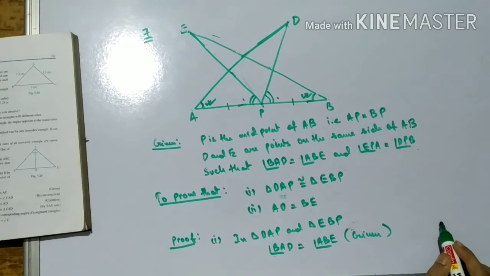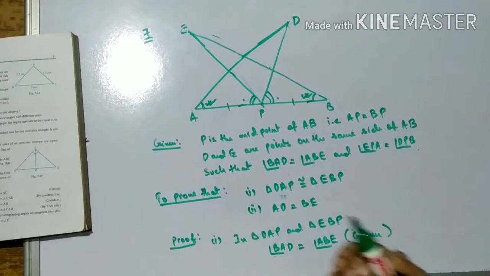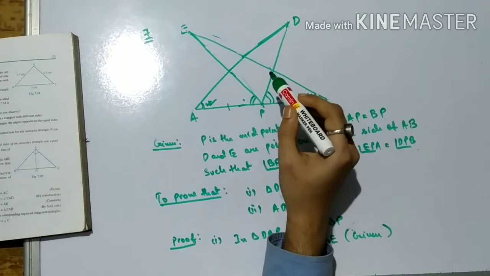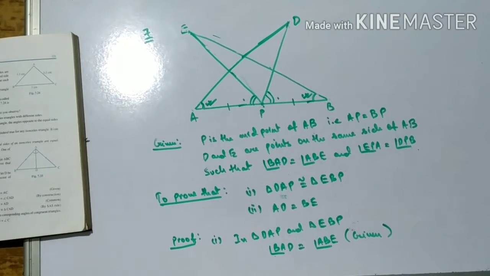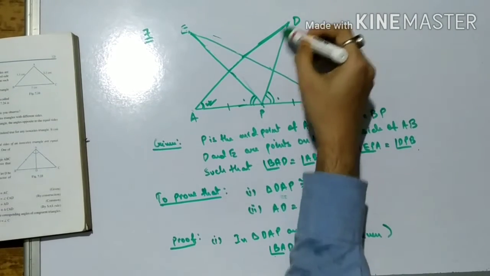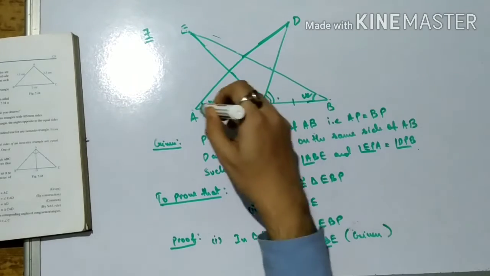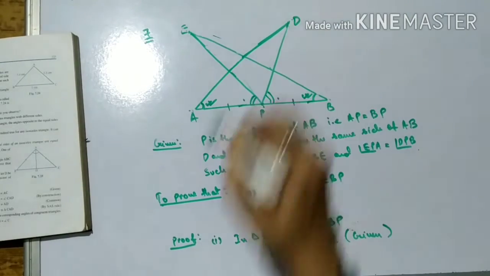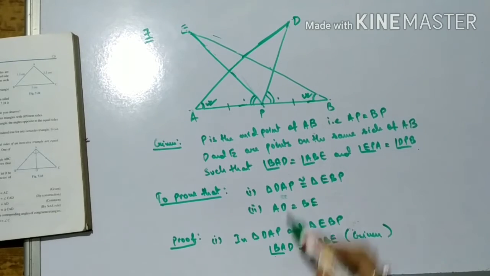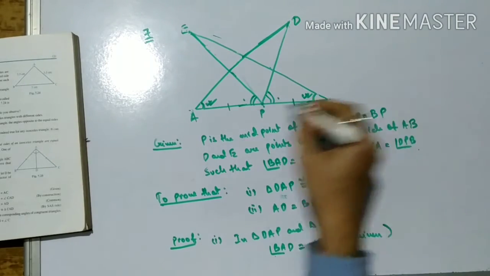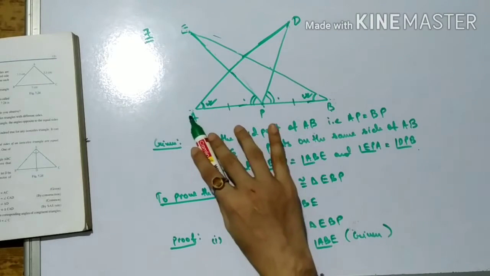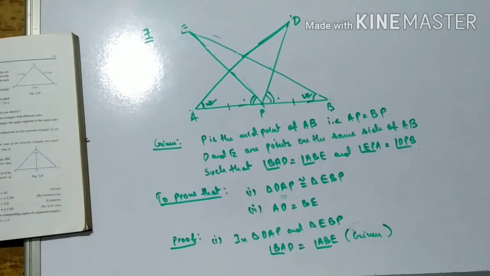Look very carefully. BAD, from B starting. BAD is equal to ABE.